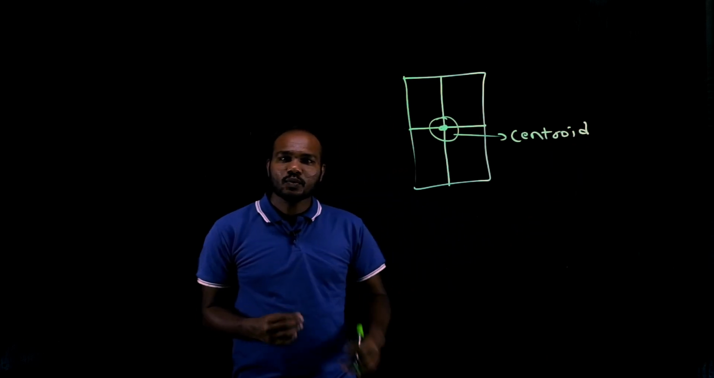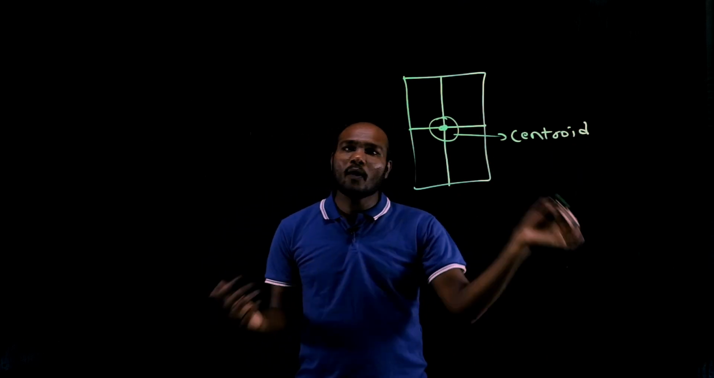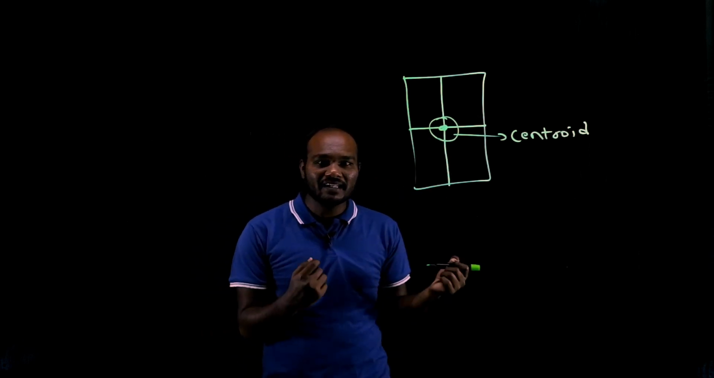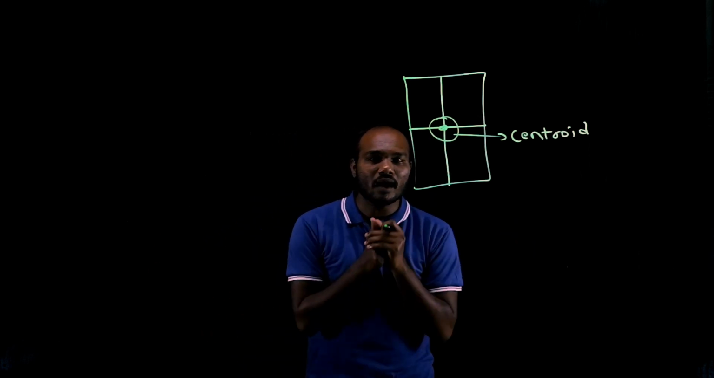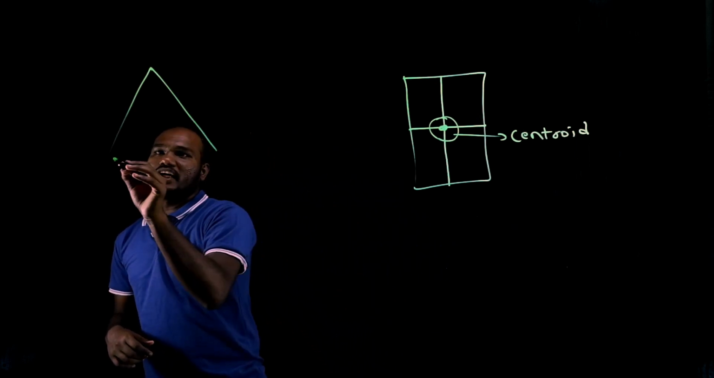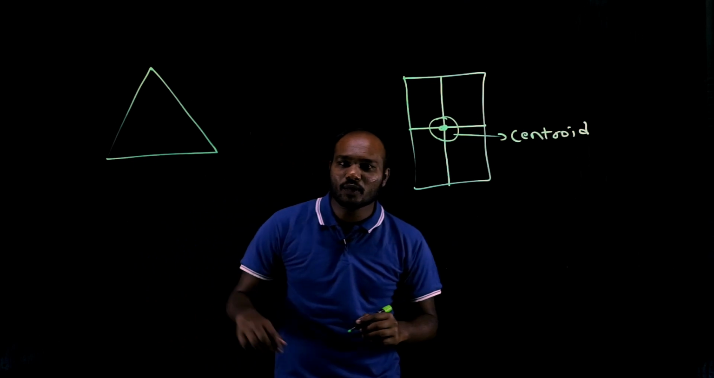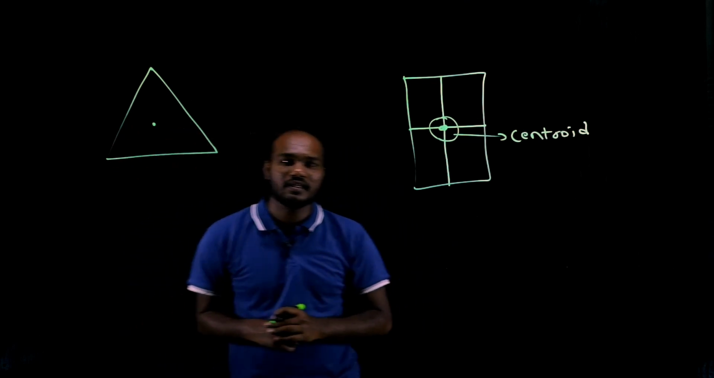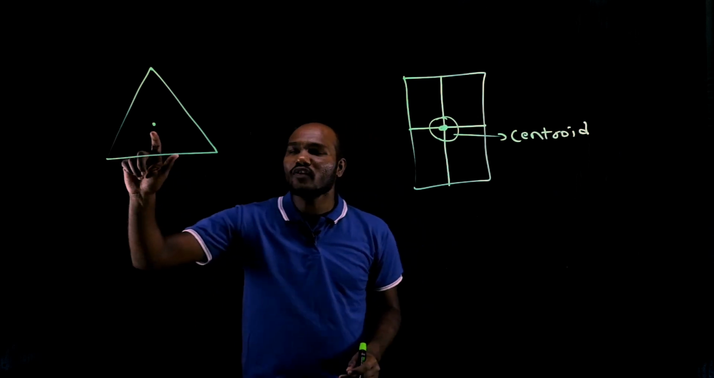Centroid is basically a point. This point helps us to balance and also to rotate an object. So if I take a triangle and want to rotate it, we have to go somewhere around here. That is the centroid. So how do we find this point?